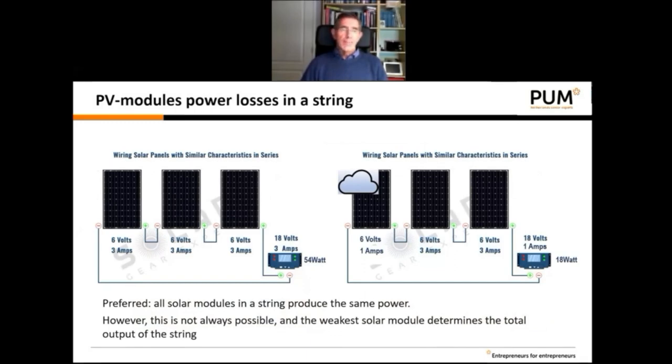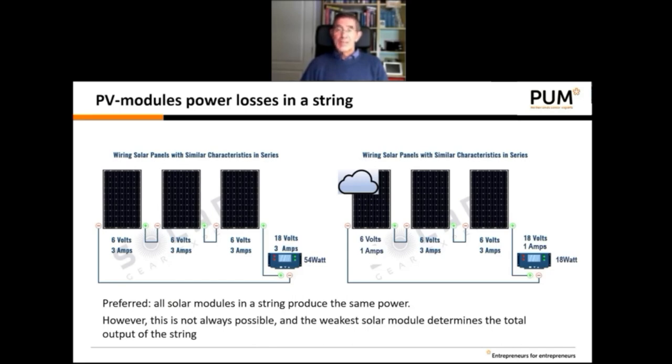In the left diagram, you see 3 panels connected in series in one string. And we've learned that with solar panels connected in series, you have to add up the voltage, and the amps, the current, stays the same over the entire string. So in this example, we see 3 solar modules, each 6 volt, so 3 times 6 volt makes 18 volt. And the current stays the same over the entire string, with this 3 amps. So the total output of this string will be 54 watt.